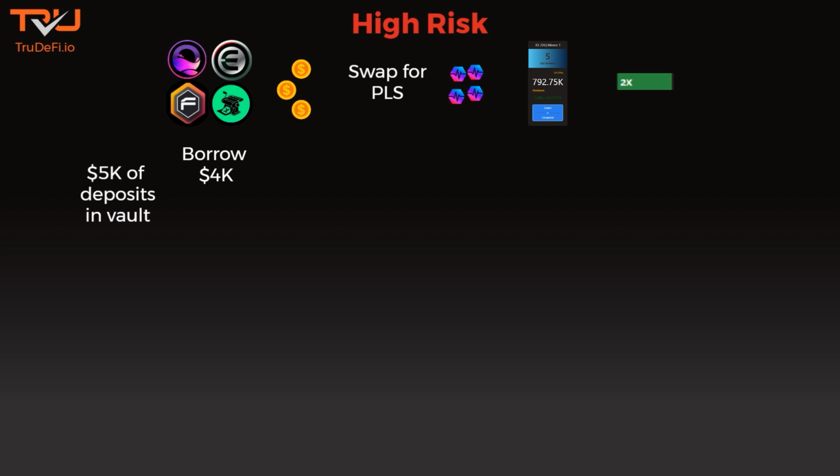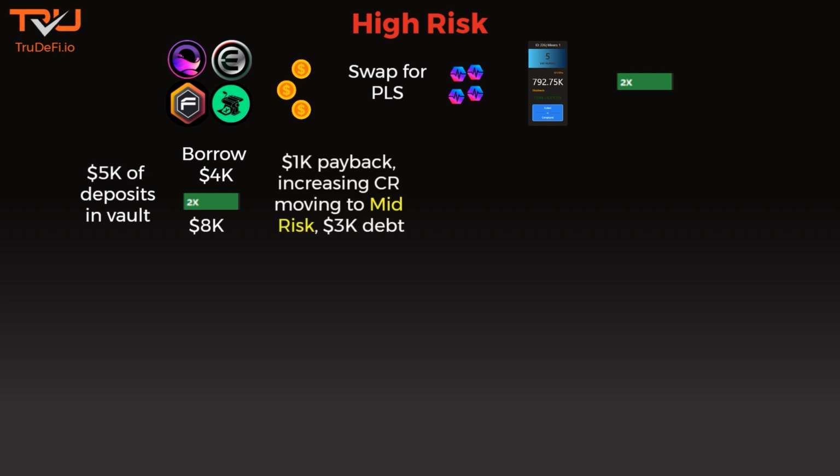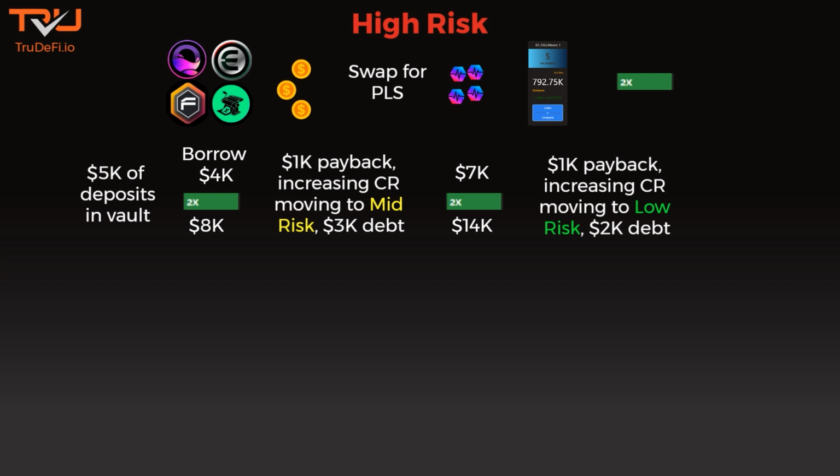So this user borrows $4,000 from his assets, puts it in Tru2X and doubles it. He now has 8, and before he goes off to his next double, he uses $1,000 to pay back his loan, increasing his collateralization rate, moving into a mid-risk range, leaving $3,000 worth of debt. The remaining 7 is doubled to 14, and he repeats the payback process again, which moves him to a low-risk range, leaving $2,000 in debt. And the remaining 13 is then doubled to 26.